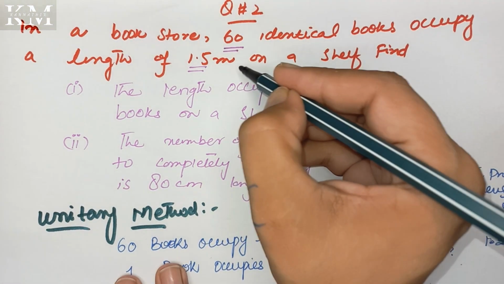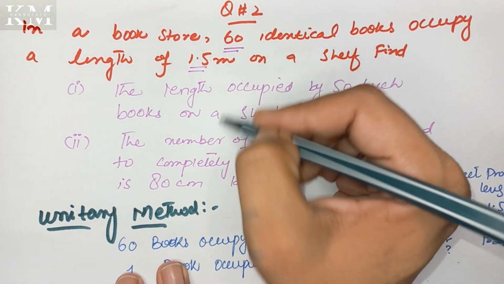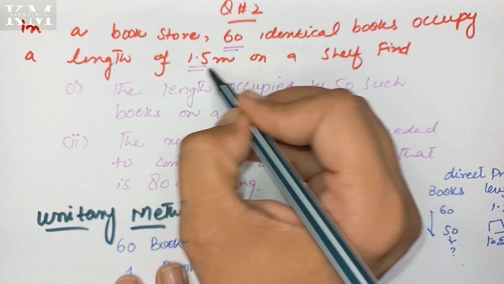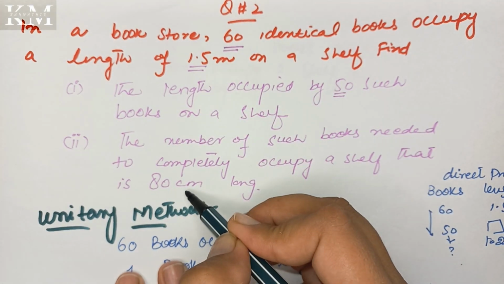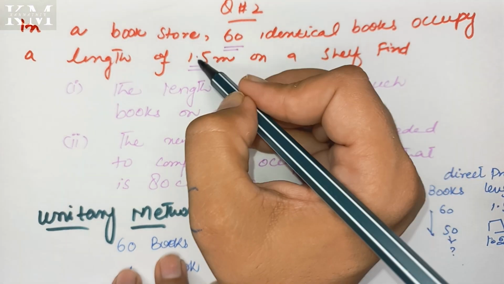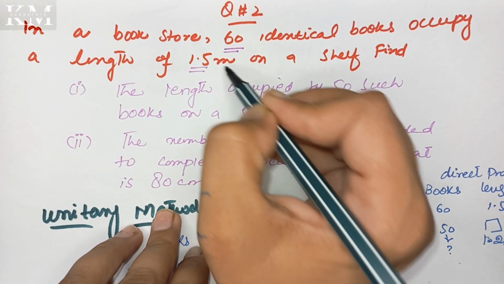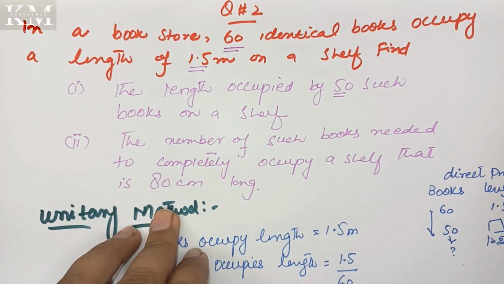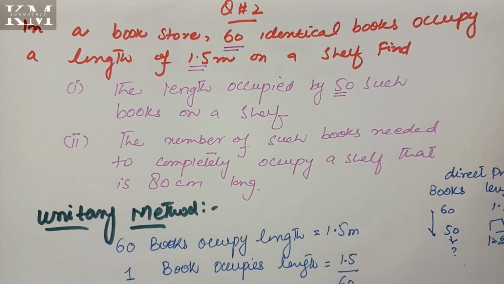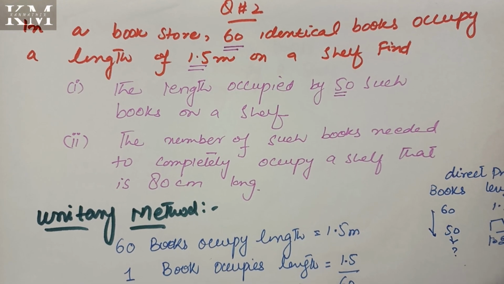Now students, here you can see that there is a difference of the unit, like this is in the meter and this is in the centimeter. So for solving the second part, we have to convert this meter into centimeter, and then we will solve so that we have the same unit.